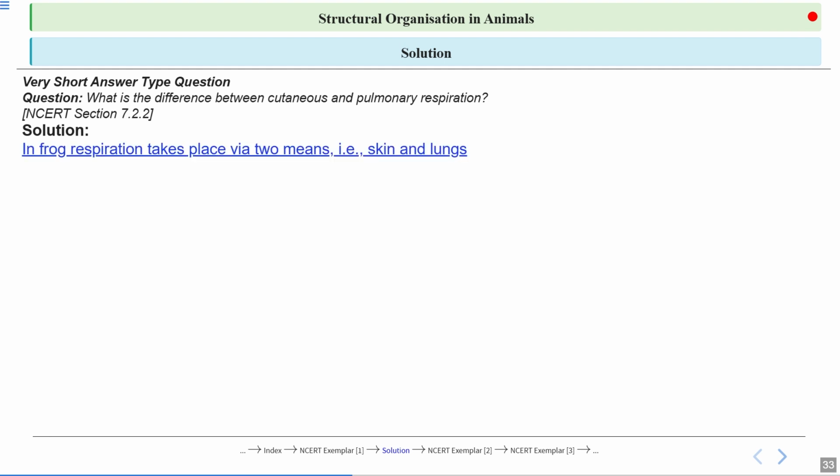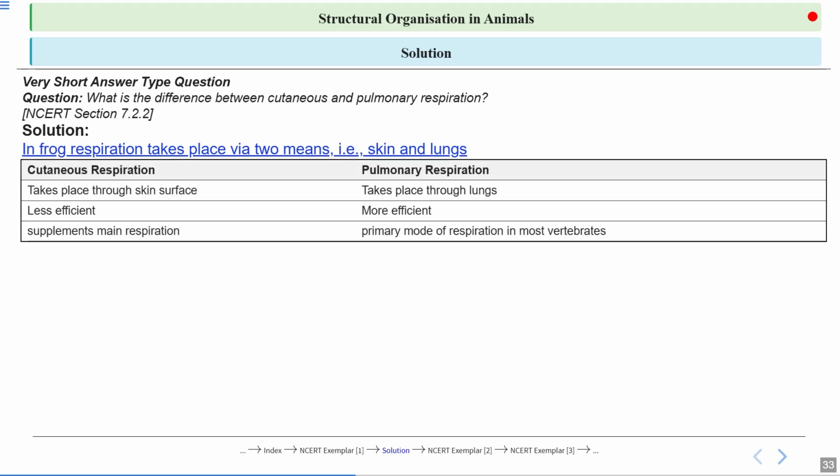In frog, the respiration takes place via two means, the skin and the lungs, right? Whereas we see one more type of respiration, that is the buccopharyngeal respiration. But here, according to the question, we are going to discuss the cutaneous and the pulmonary respiration, right? So the first type is the cutaneous respiration.